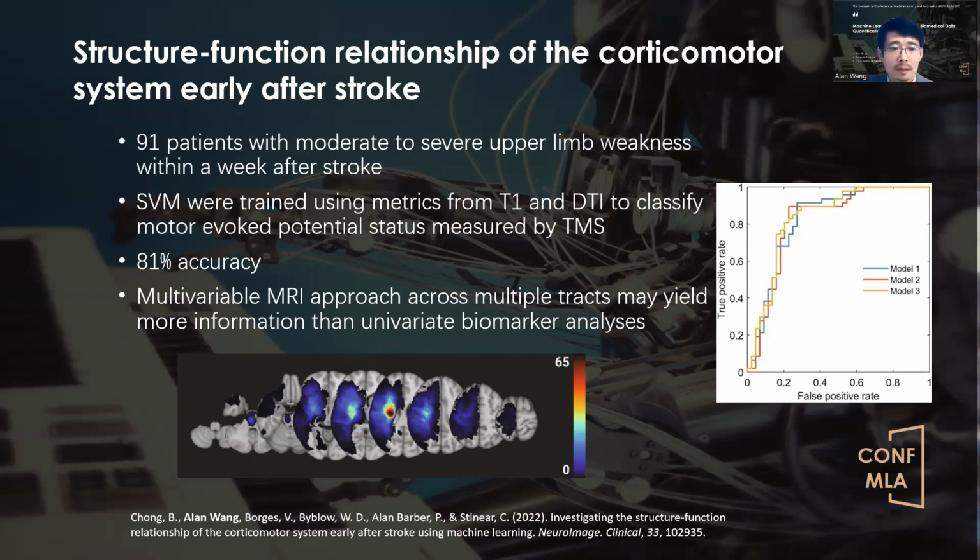It means that the multivariate MR approach based on machine learning across multiple tracts actually has the potential to yield more information than univariate biomarker analysis, as shown in the paper published recently.